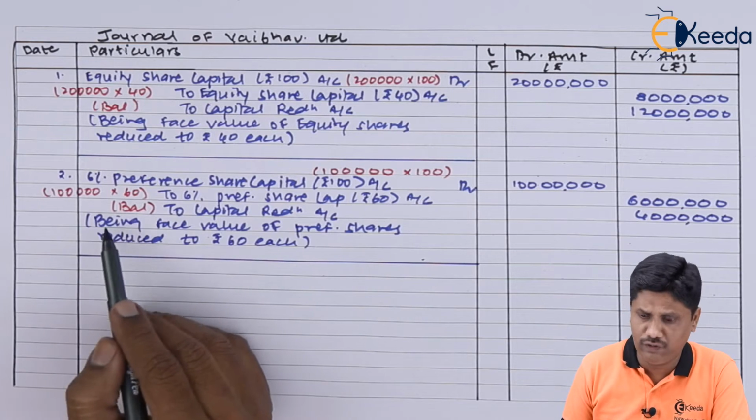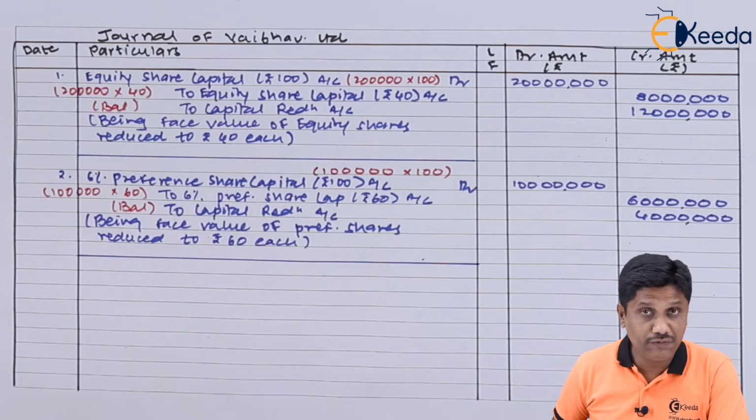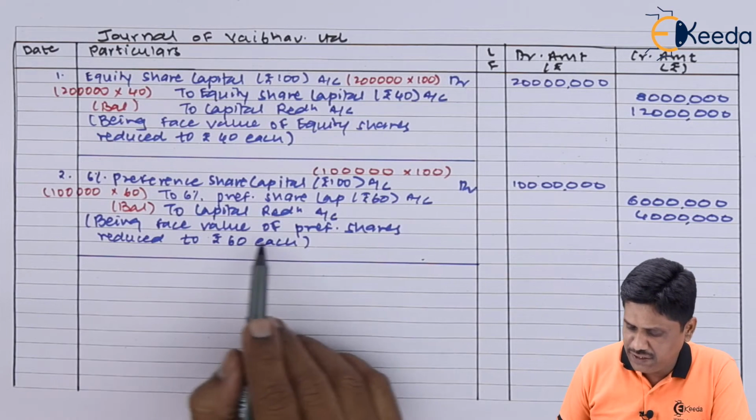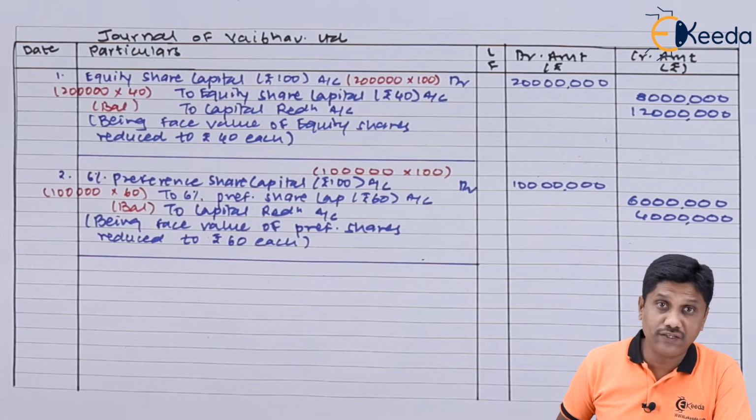Face and paid up value both will be 60. Difference amount we have transferred to capital reduction account. In this way, we have completed this entry. Narration is being face value of preference shares reduced to rupees 60 each. Let us see the next transaction.